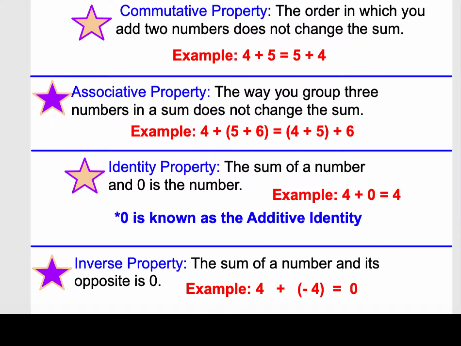Now, addition has a few technicalities. Again, when we talk about algebra, we need to know what we can do with real numbers. And as far as addition goes, there are 4 properties of addition that we want to get to know. The commutative property is the order in which you add two numbers doesn't change the sum.